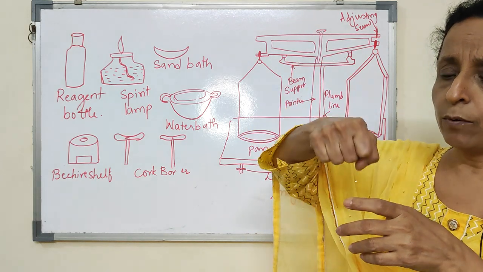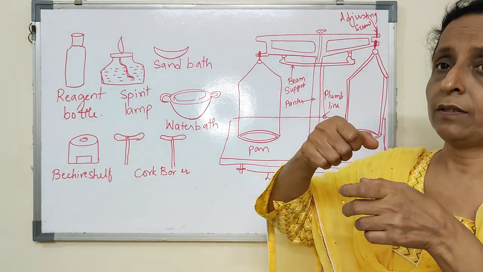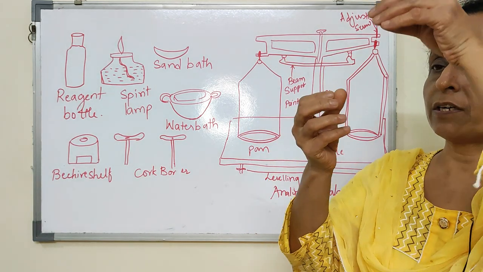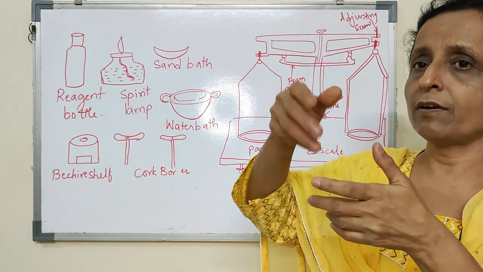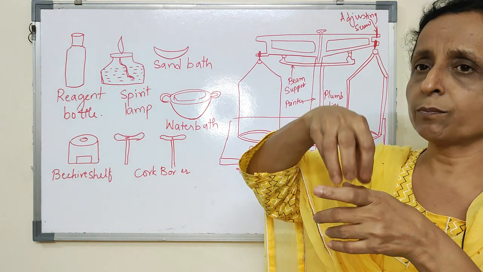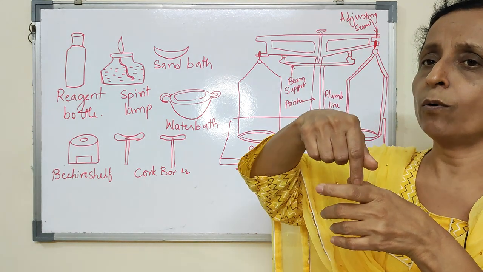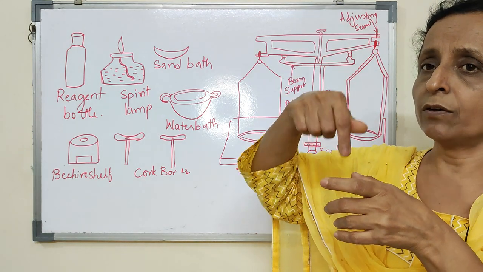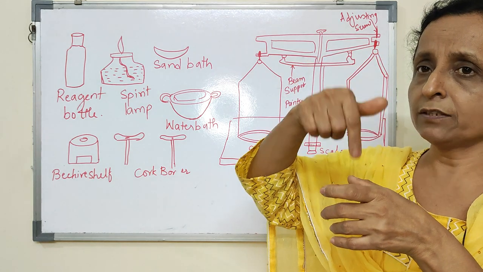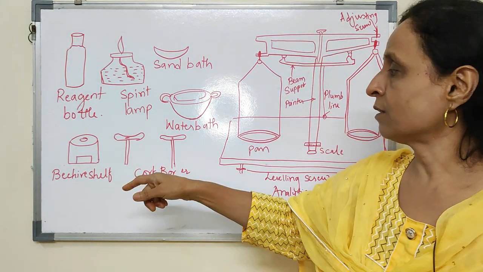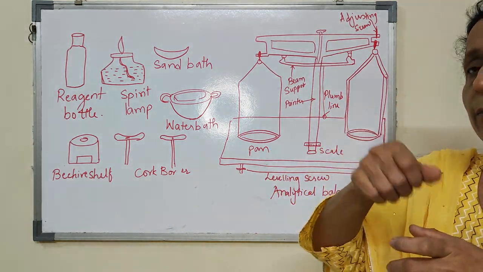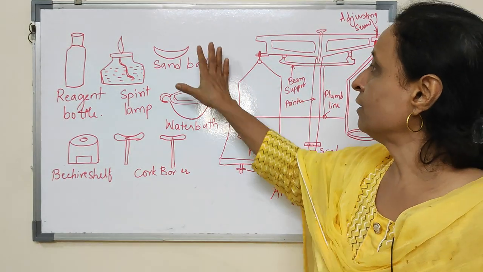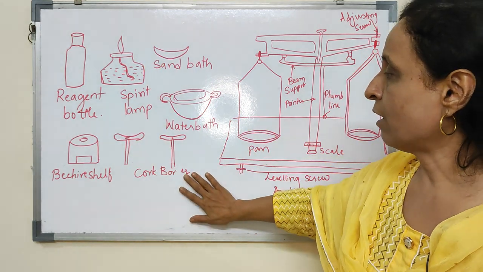Then a cork borer makes a bore hole in the cork. Corks are rubber structures which are put on a flask, conical flask, or round bottom flask. So if you want to make a hole to pass a thistle funnel or whatever you want to pass, you bore a hole. So these are the cork borers. They bore the hole inside the rubber cork. So this many apparatus are used.